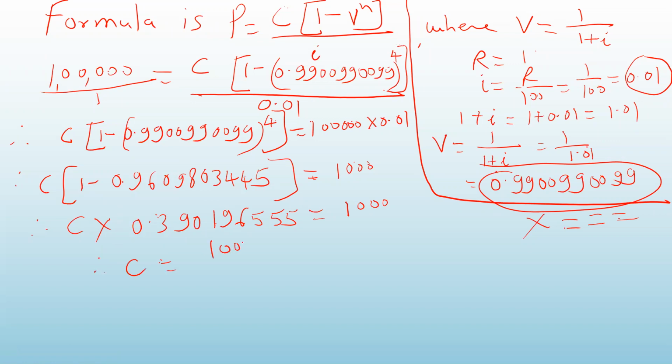Now what is the value of C? C will be 1000 divided by 0.0390196555. You want to find out the value of C, so this number you have to shift to the other side, so it will divide.